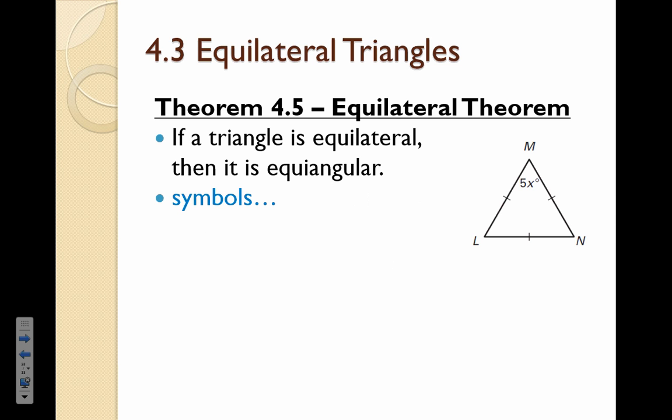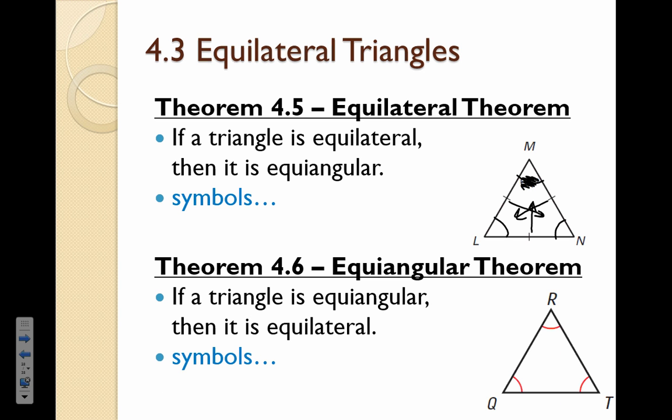Here's theorem 4.5. This one has to do with equilateral triangles. If a triangle is equilateral, then it's equiangular. So if I've got congruent sides, this should be an extension of the base angles theorem. If I've got congruent sides, my angles opposite them are congruent. Oh, and this side too. So the angles opposite them are congruent. So I've got equiangular. It's kind of a weird word.